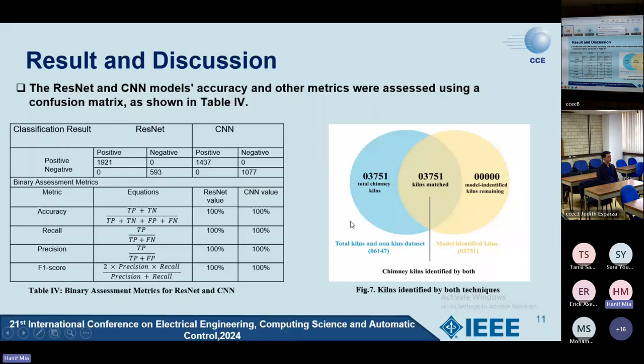We conducted a comparative analysis of model predictions utilizing the Bangladesh government satellite data set obtained from the Kaggle database. This analysis involved manual verification to identify matches between the CNN and ResNet predictions within all kinds of the model predicted chimney kilns. Our finding revealed a match for 3,751 chimney kilns with no unmatched kilns in the government data nor in our model prediction. It is important to note that we meticulously hand validate all positive images detected by our model.